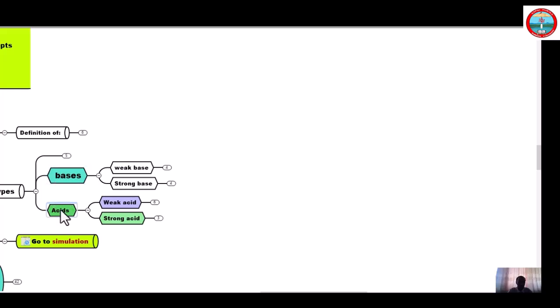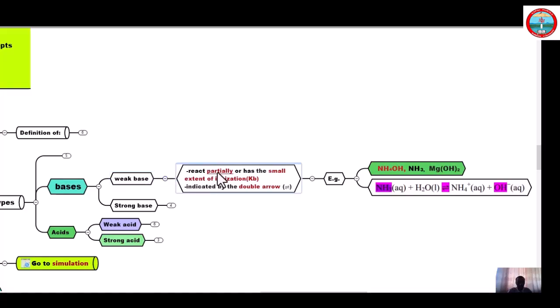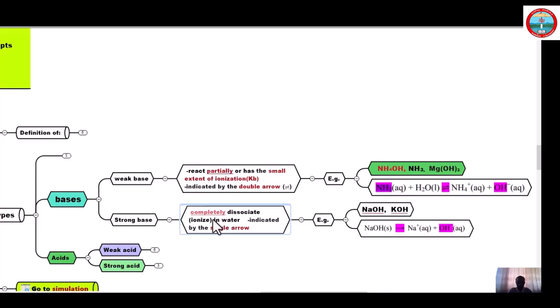Bases and acids can be classified as weak and strong. What is a weak base? A weak base is a base that reacts partially or has a small extent of ionization, that is ionization of the base, and its chemical reaction is indicated by a double arrow. These are some examples of weak bases. Similarly, a strong base is a base that completely dissociates or ionizes in water, and its chemical reaction is indicated by a single arrow. These are some examples of strong bases, and their chemical reactions are explained using a single arrow.